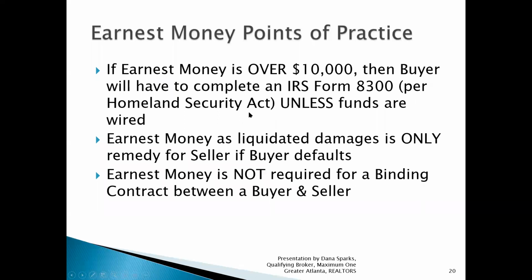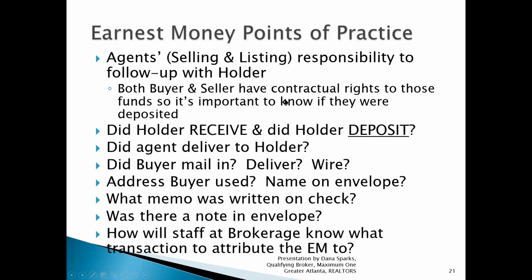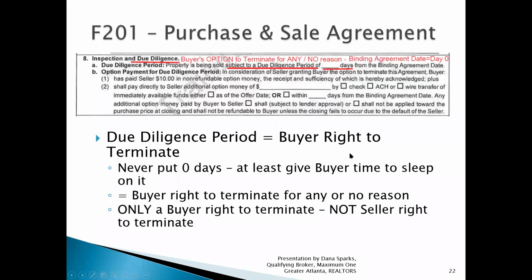If not, based on the Homeland Security Act, there is an IRS form that the holder is required to fill out. And we do need personal information from the holder. If we have a wire, we don't need that. All right. Again, I have covered this. This will be in your notes. And let's go on with the contract.